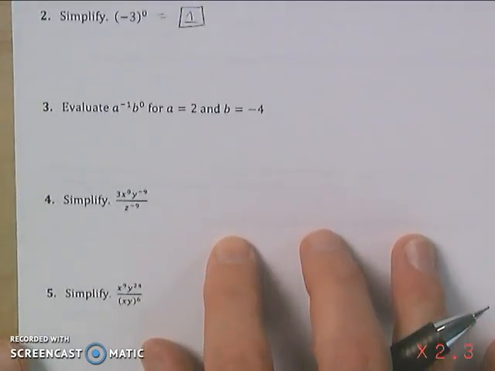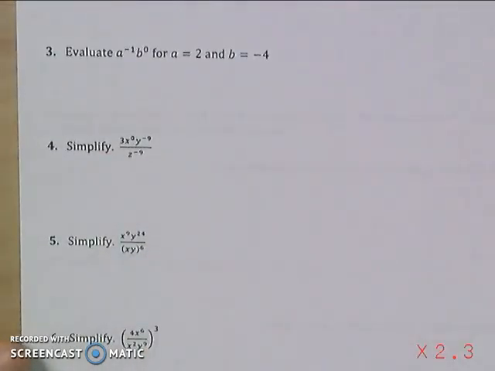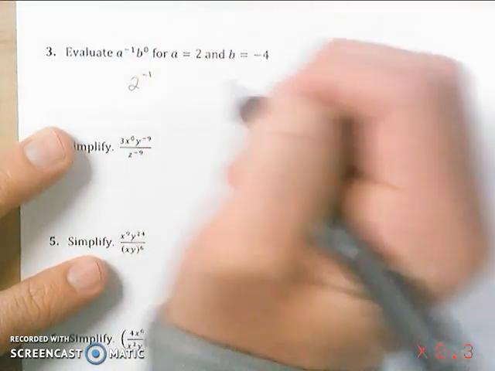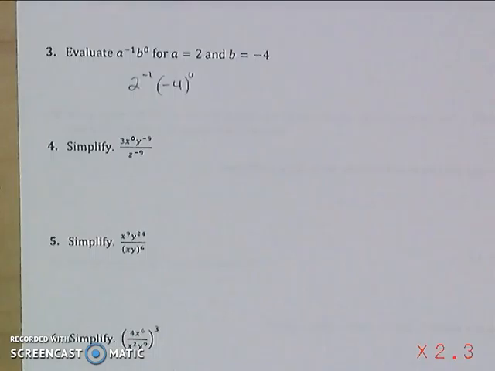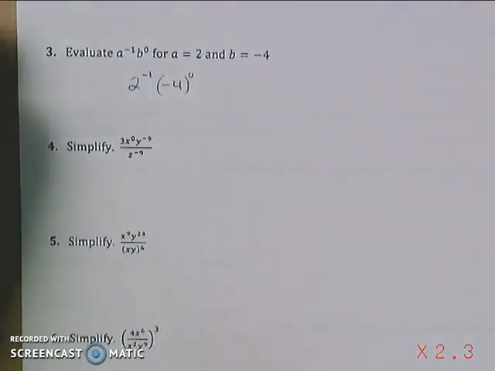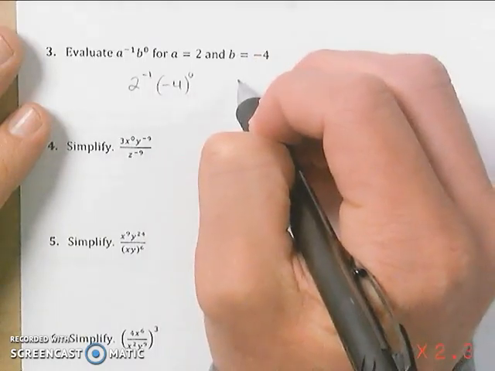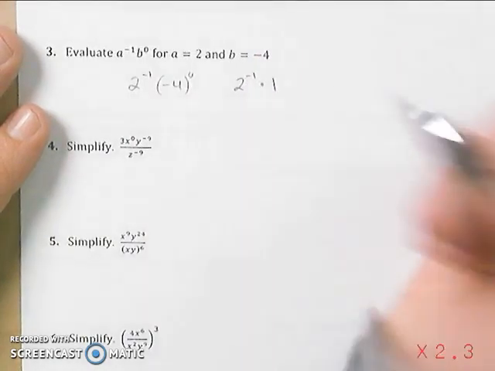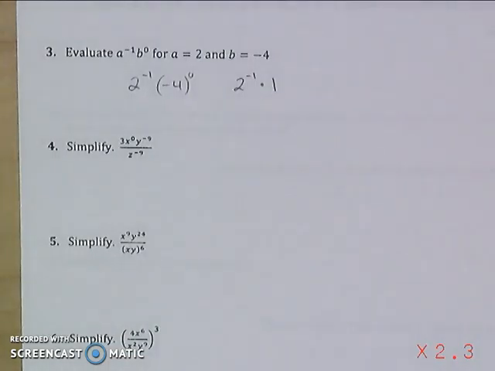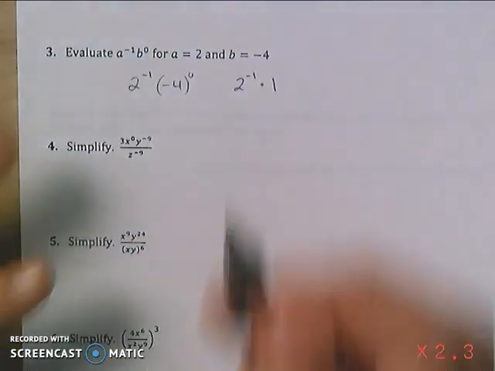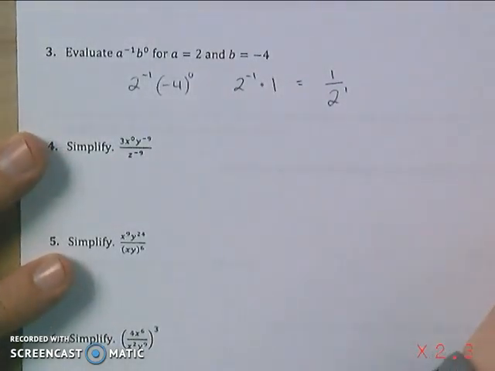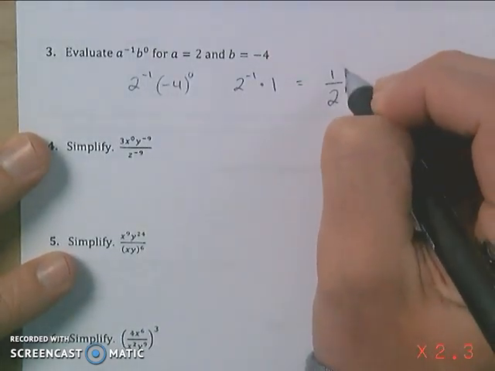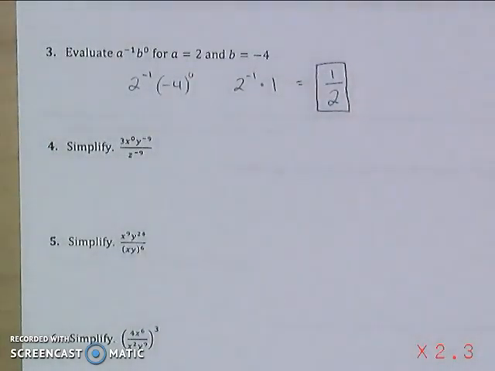Moving up. We get a to the negative first, b to the 0 power. We can plug in what we know for each of these. Okay. We already know that negative 4 to the 0 power is going to become 1. So we're just going to basically get that to be 1. And then with a negative 1 exponent, it's going to go ahead and go underneath. So the 2 is going to go to the bottom. 2 to the first power doesn't really change, so we just get basically 1/2. Okay.